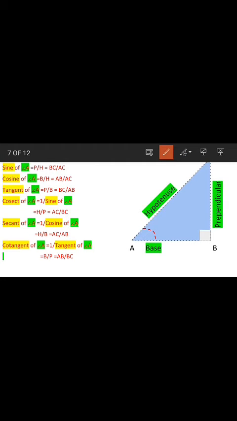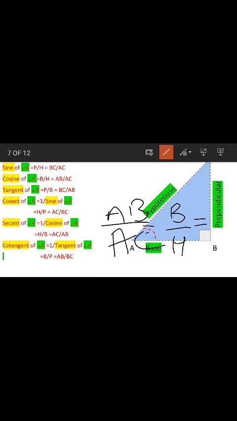Now moving to another trigonometric ratio, that is cosine of angle A. Since we have learned about sine of A, the cosine of angle A is going to be base upon hypotenuse this time. Can you find me the base of this triangle and the hypotenuse? Yes, you are right class. Here the base is going to be AB and the hypotenuse is going to be AC. Therefore the cosine of angle A is going to be AB upon AC.